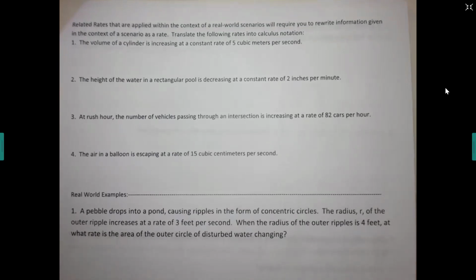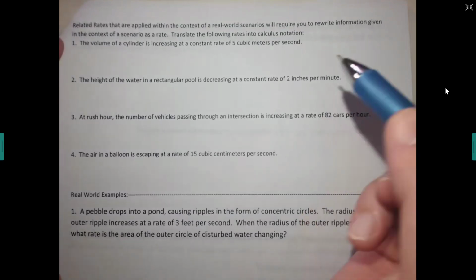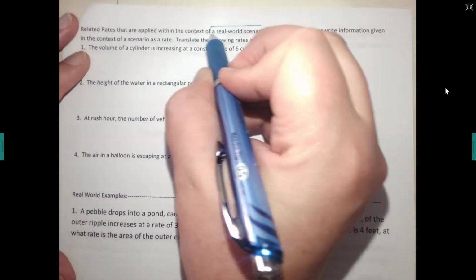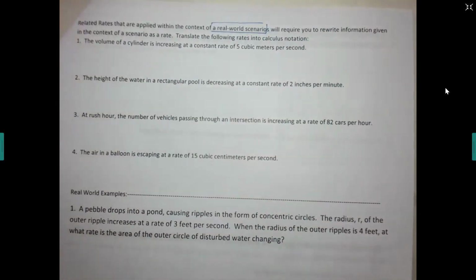Okay, so what we're gonna do now is we're gonna take these rates that you've been looking at and have them applied within the context of a real world scenario. Okay, so you're gonna read what the sentence says and then turn it into a related rate. So here's what I mean by that. Okay, number 1 says the volume of a cylinder is increasing at a rate of 5 cubic meters per second. So if you know how fast the volume is changing, we're going to call that dV/dt.